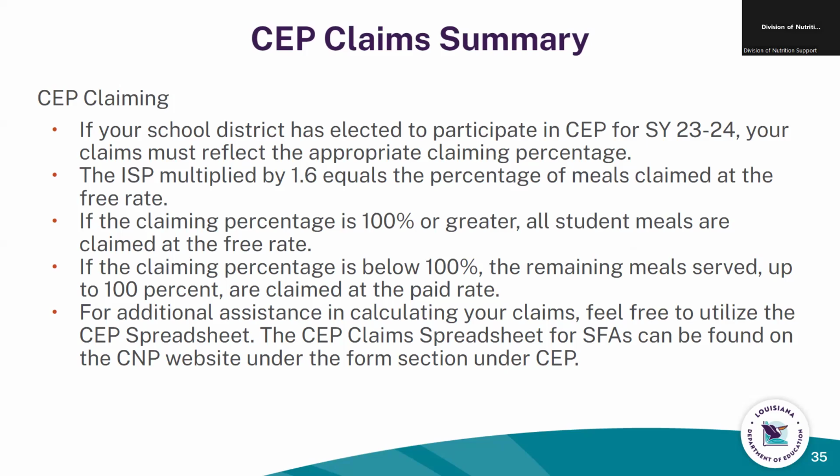If the claiming percentage is 100% or greater, all student meals get claimed at the free rate. It's pretty straightforward. If you served 1,000 meals, then you would put 1,000 meals under the free category. If you have 100 kids enrolled, you'd put 100 kids in the free eligibility category. If the claiming percentage is below 100%, the remaining meals served up to 100% are claimed at the paid rate.